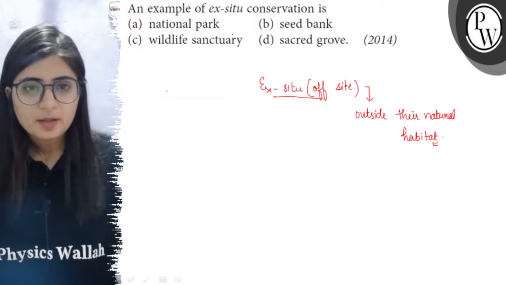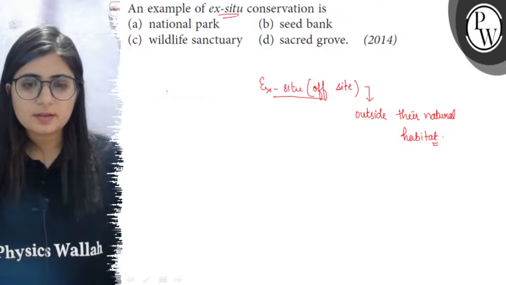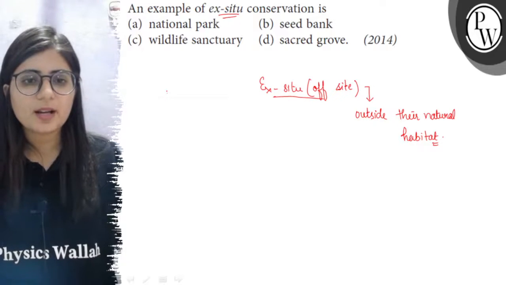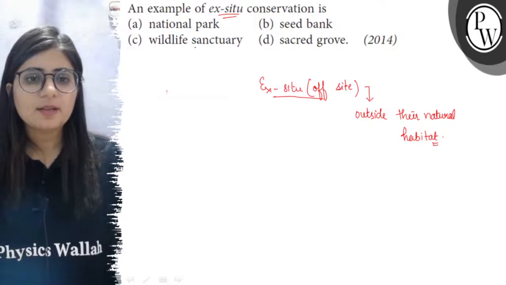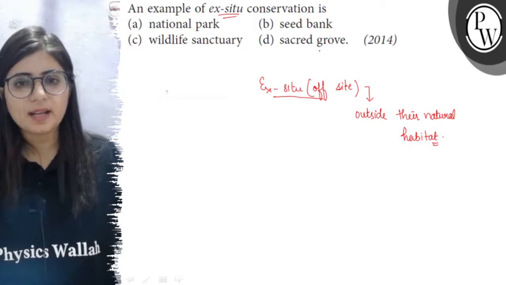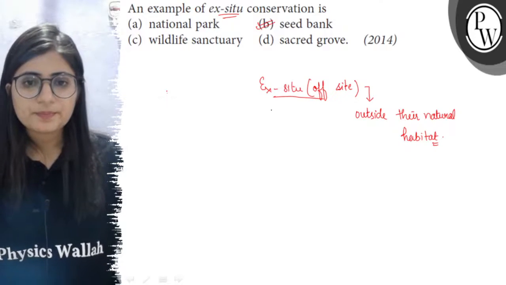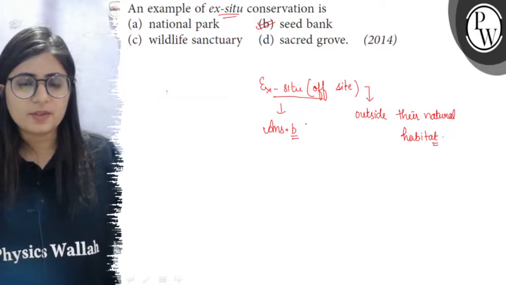So here we have to choose the example which is a method of ex situ conservation. Now the options are A, national park, B, seed bank, C, wildlife sanctuary, and D, sacred grove. So out of these, the seed bank is an example of ex situ conservation.